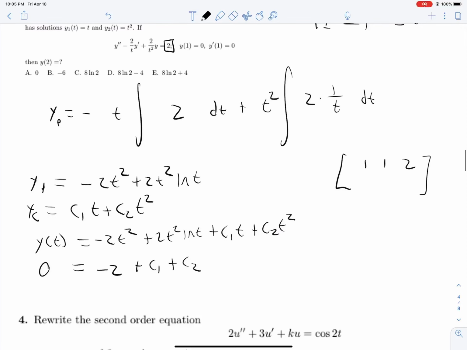And now we're going to need to find y prime of t. That will be negative 4t plus 4t ln t plus 2t, plus c1 plus 2c2.